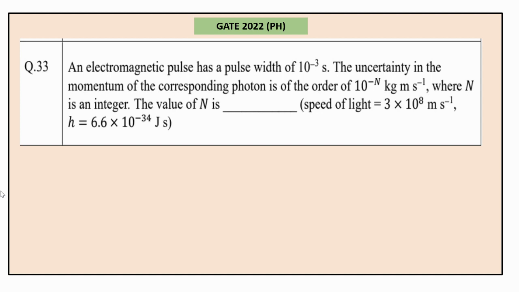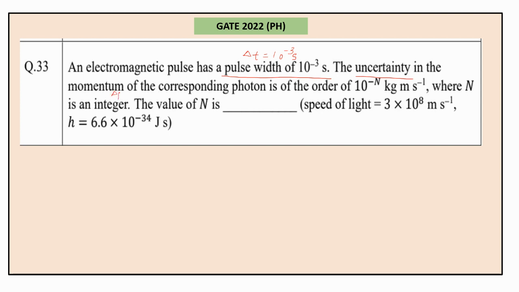Okay. So, welcome everyone to the class. I'll read this question. This is from GATE 2022 this year. In this question, it is given an electromagnetic pulse has a pulse width of 10 raised to the power minus 3 second. Okay, the uncertainty in the momentum of the corresponding photon is of the order.